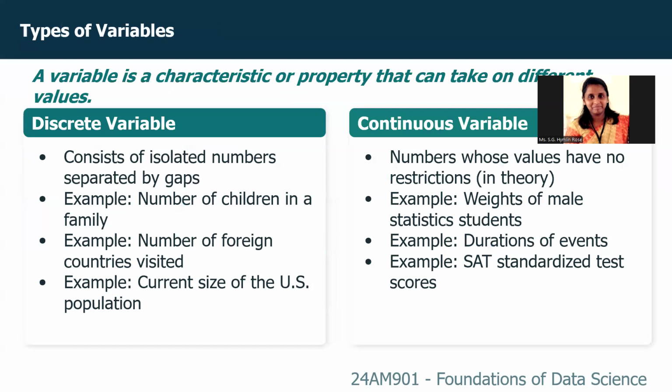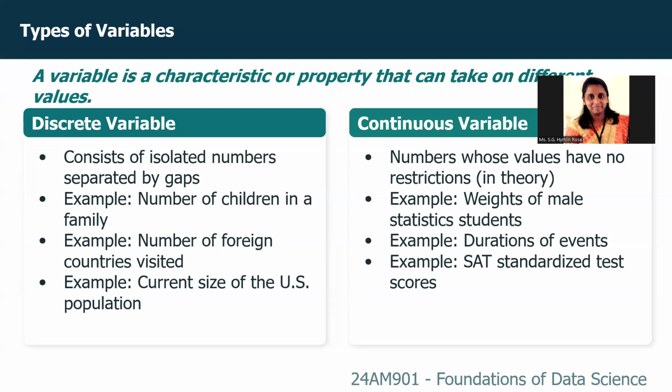Then types of variables. What is a variable? A variable is a characteristic or property that can take on different values. And we categorize them into several types. The first category is discrete variable or continuous variable. A discrete variable consists of isolated numbers separated by gaps. There are no in-between values. Examples: number of children in a family, number of foreign countries visited, size of the US population, everything will come under this discrete variable.